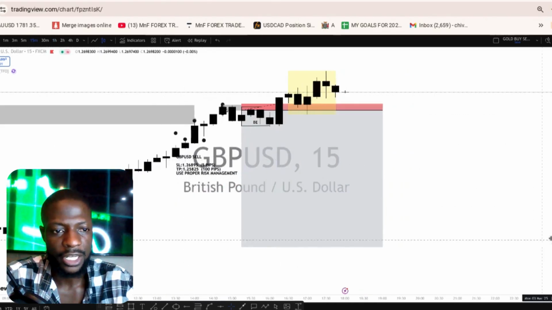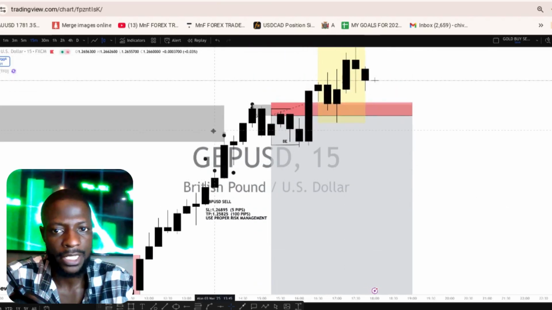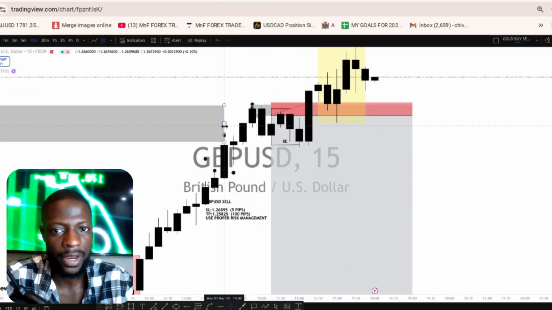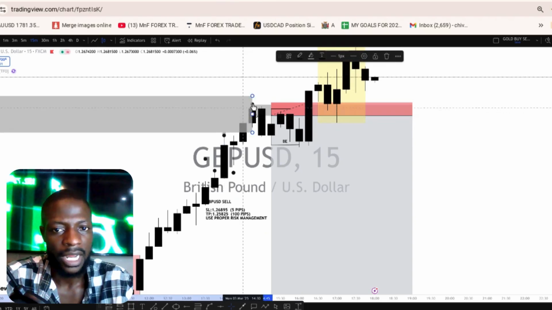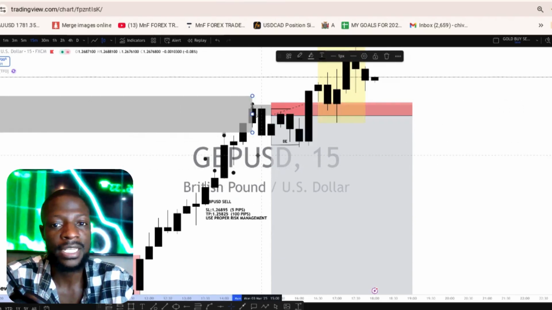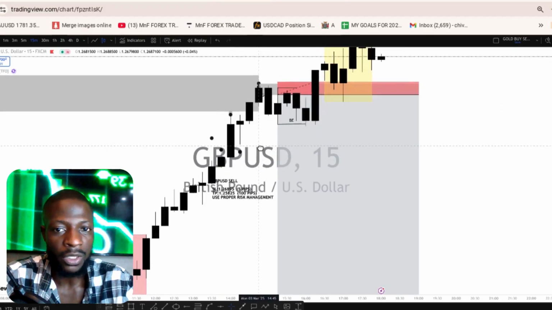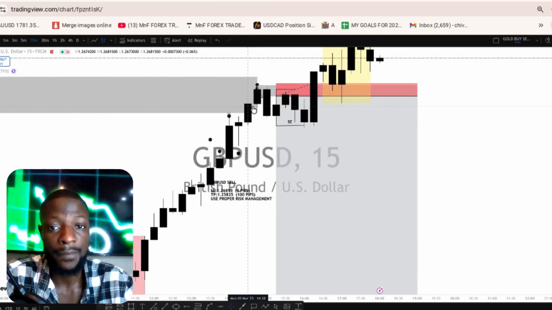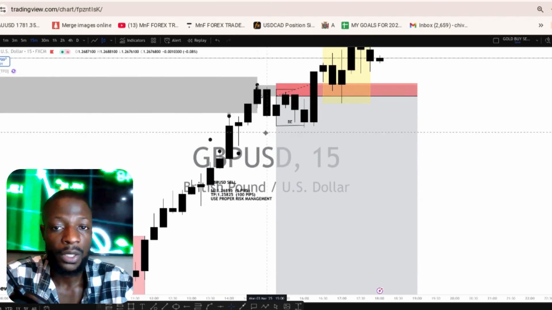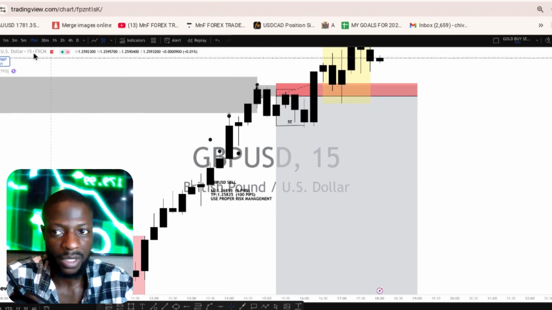You can see that initially we had this tap right here, this touch into our area, and then this caused a bit of movement to the downside. Like I always say, I don't just enter right here when the market has tapped into your area. What you actually do is go to the lower time frame. Let me just show you.